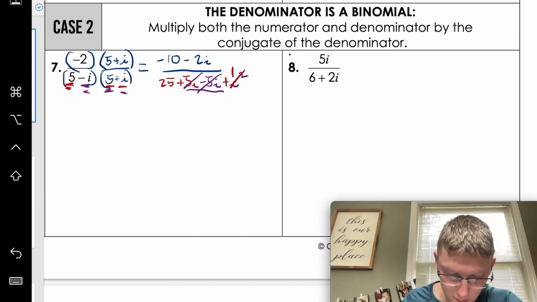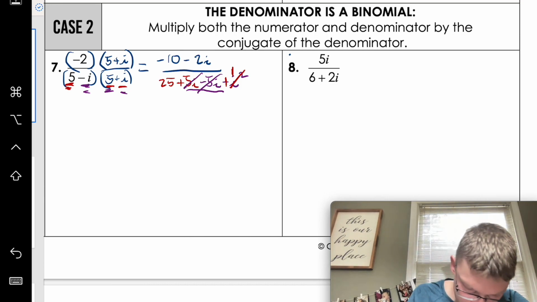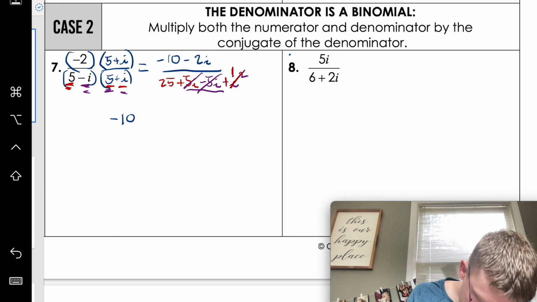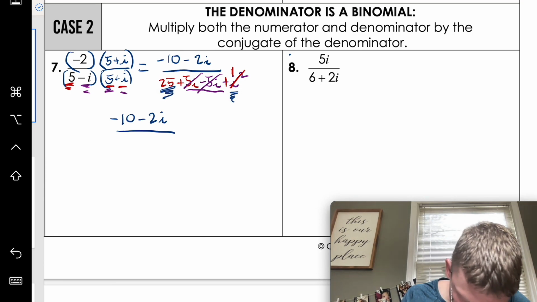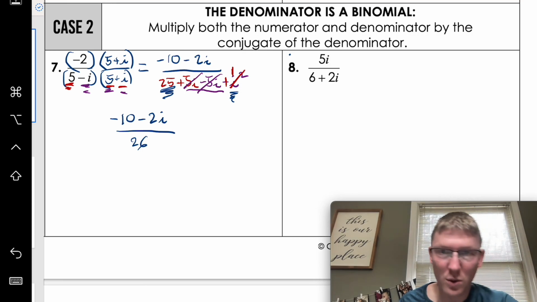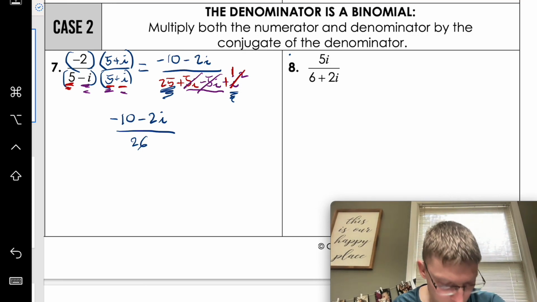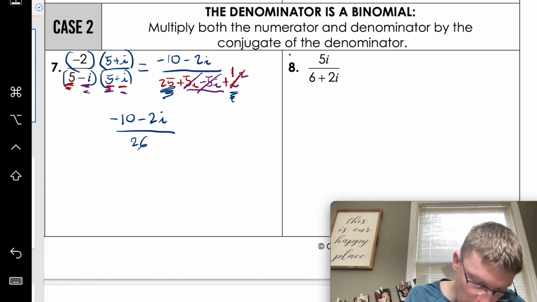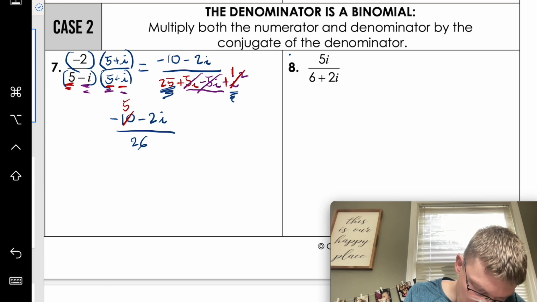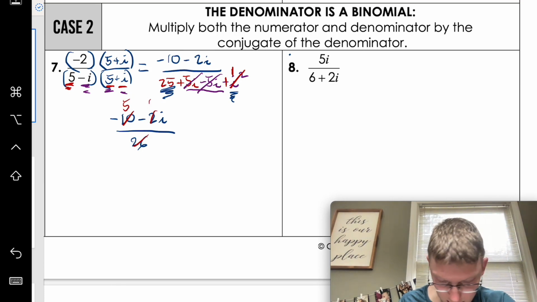So then, after we do all that stuff, what do we have left over? We have negative 10 minus 2i. That's all the stuff from the top. Didn't touch it. And we can combine our 25 and our 1 into 26. So from there, it's just a normal fraction. We've got my favorite number that we can pull out. So we're going to pull out a 2. So we've got a 5, 1, 26 divided by 2 is 13.